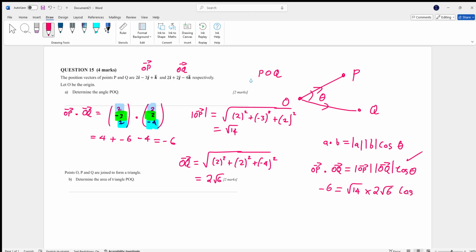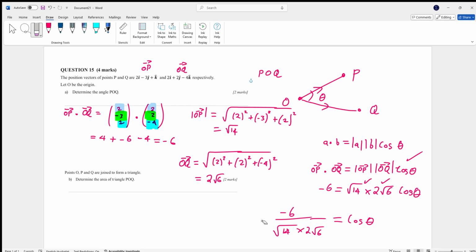2√6. So to get the cos theta by itself, you'll divide both sides by this. So you have -6 over square root of 14 times by 2√6. That is your cosine as well. So if they ever ask you a cosine, this would be it, because this is the ratio of your adjacent over your hypotenuse as well.